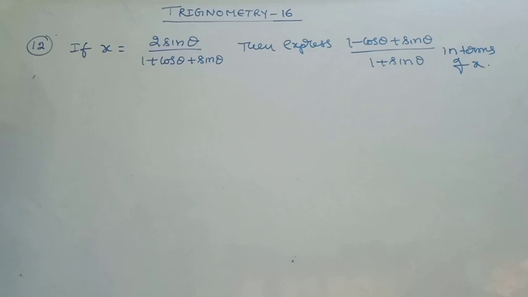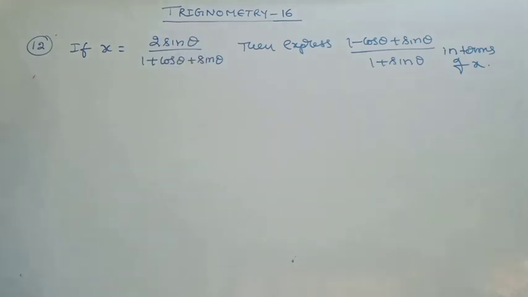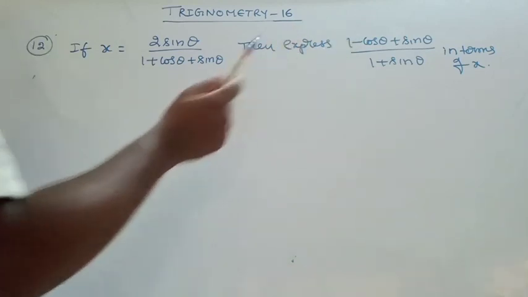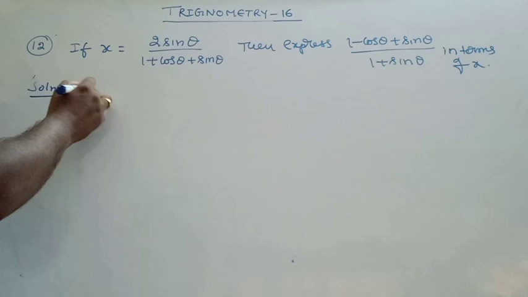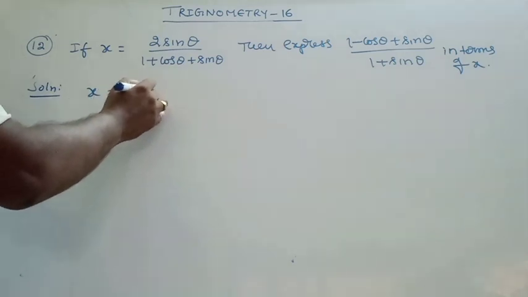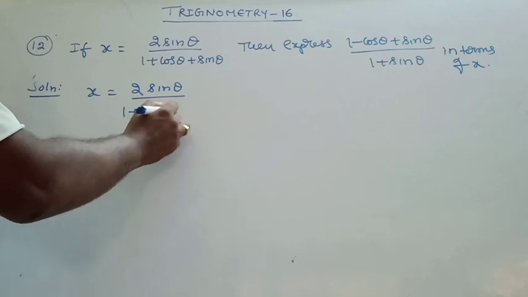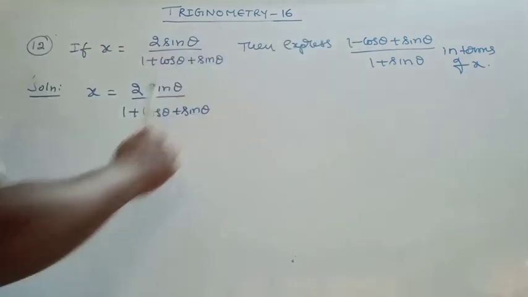Next we have one more very important problem, 12th one. If x is equal to 2 sin theta by 1 plus cos theta plus sin theta, then express 1 minus cos theta plus sin theta by 1 plus sin theta in terms of x. This is the problem, very beautiful and important from a competitive point of view. Let us see how we are going to do it. We have x is equal to 2 sin theta by 1 plus cos theta plus sin theta, right? We need to express this in terms of x.